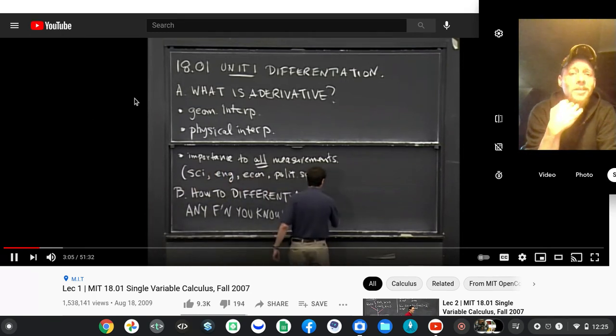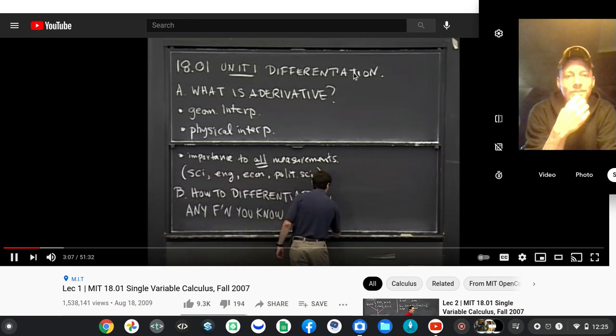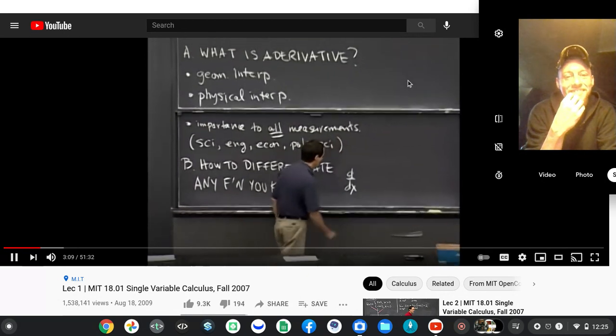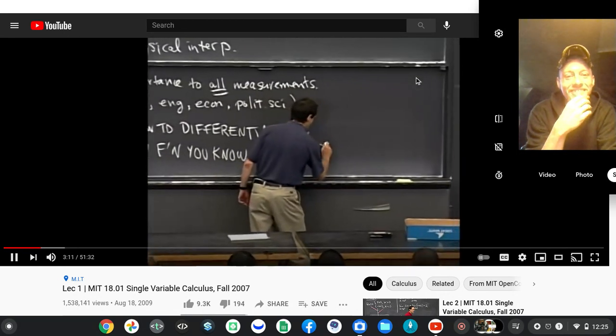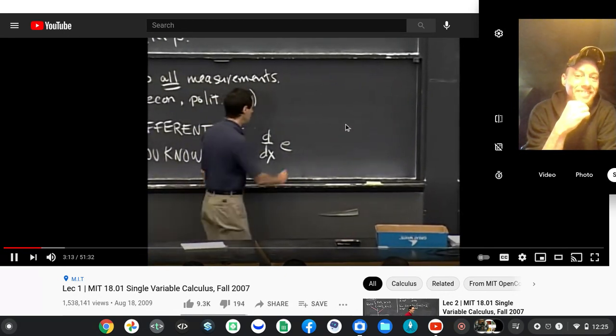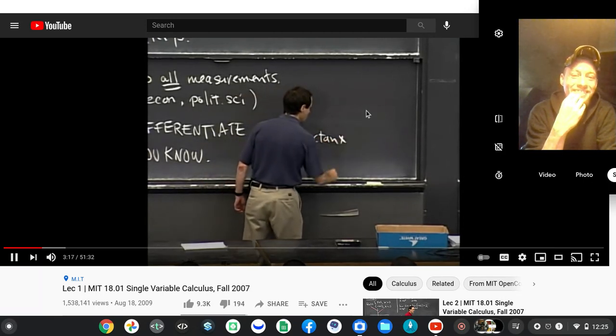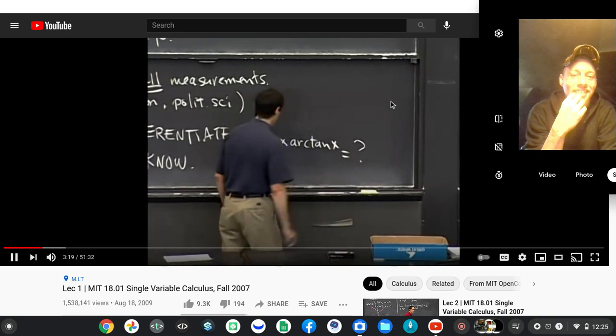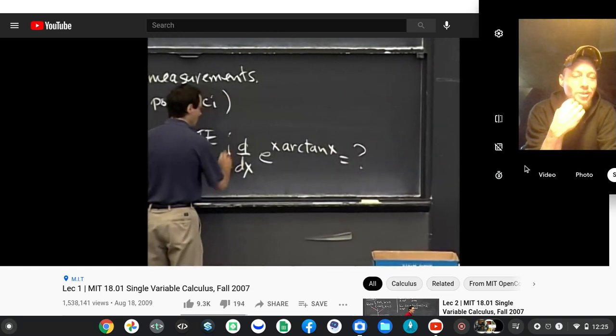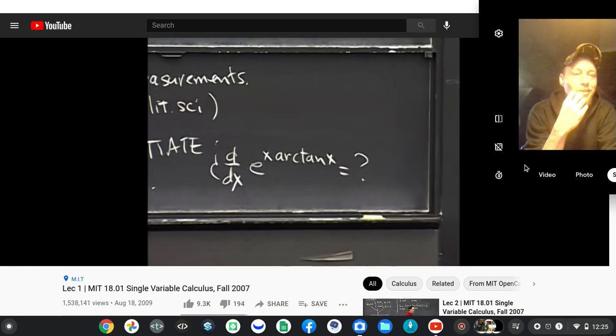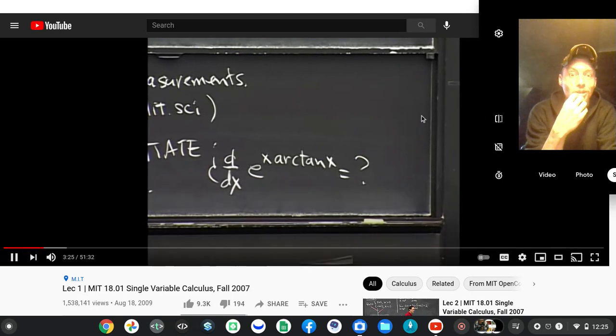But let me just give you an example. If you want to take the derivative, which we'll see today as the notation for the derivative of something, of some messy function like e to the x arctan of x. We'll work this out. The strong force, the weak force, electromagnetism, we can differentiate gravity. You can break it down right there. That's what we're going to do.